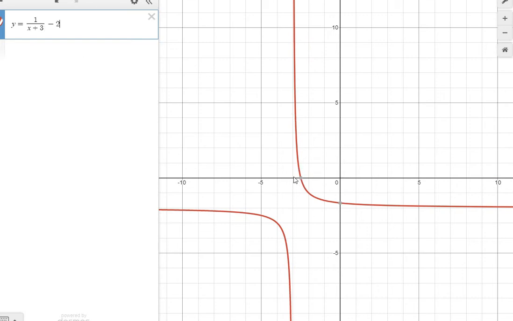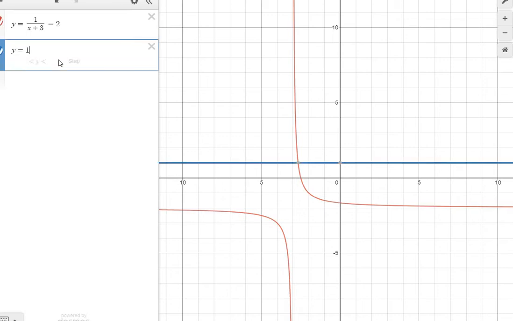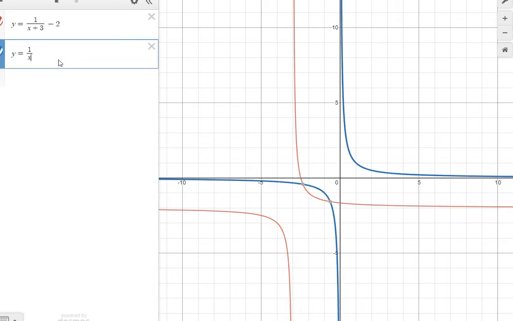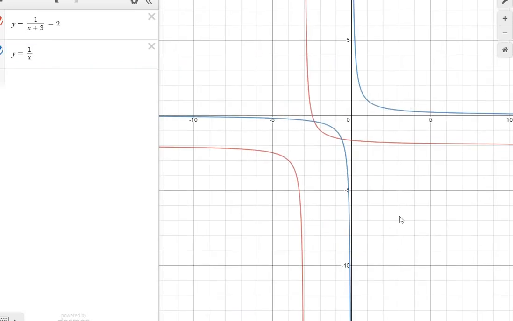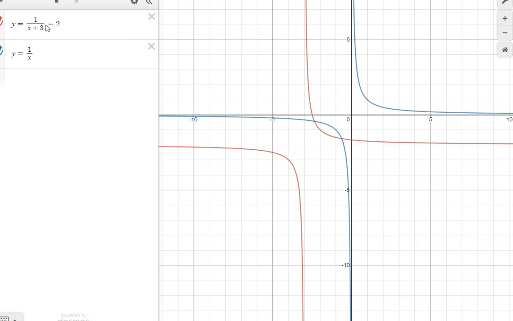So you can see this is being moved down 2 units, and then it's being moved horizontally. Where is it being moved horizontally? 3 to the left. Okay, so 2 down. But that can help you pick out where it's approaching. Okay, so it's getting closer and closer to -3 on the x-axis. Okay, and it's getting closer and closer to -2 on the y.